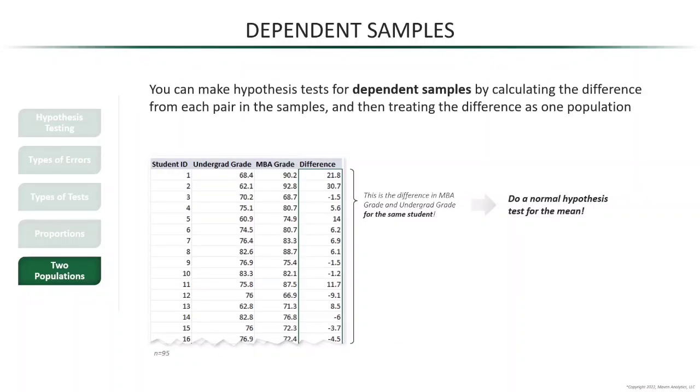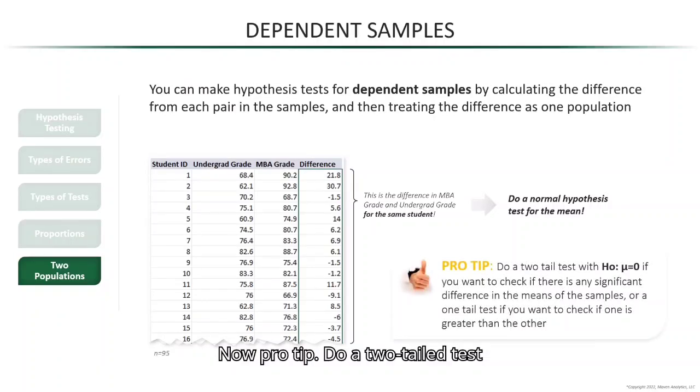Now, pro tip, do a two-tailed test with a null hypothesis of the mean difference being equal to 0 if you want to check if there is any significant difference in the means of the samples. Or you can do a one-tailed test if you want to check if one is greater than the other. Now you can do this with 0 as well, or use another number if you want to test a different magnitude of difference. Maybe you want to check if you have sufficient evidence to prove that the MBA grades in this case are at least 5 points higher on average than the undergrad grades.